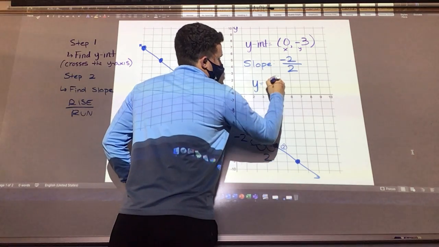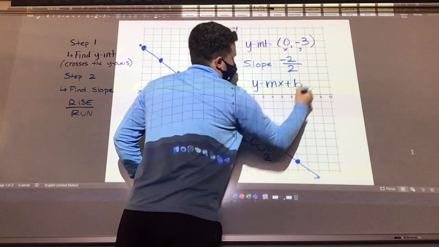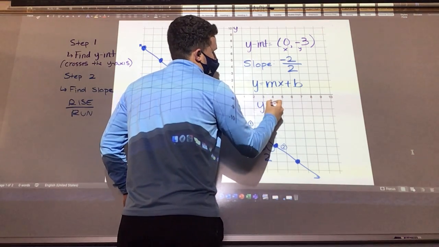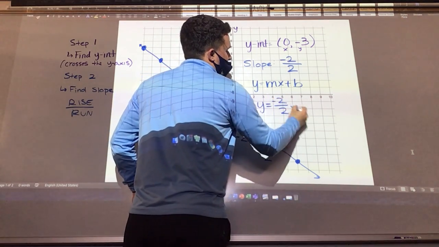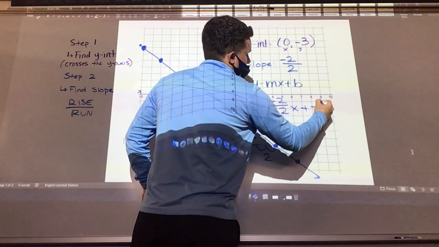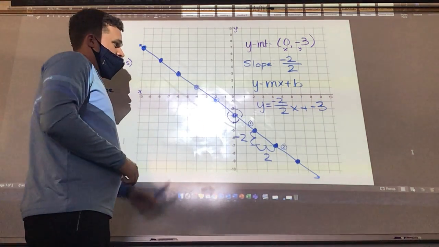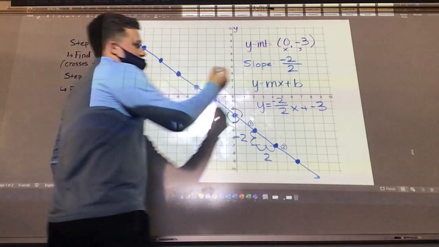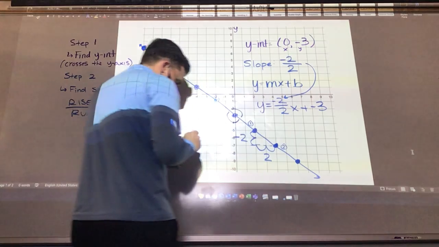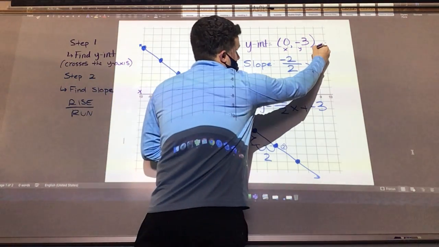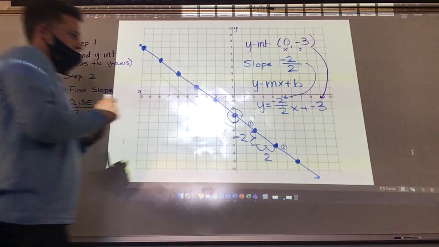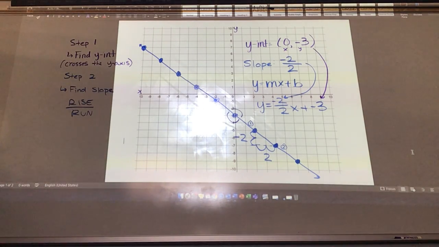Again, we have y equals mx plus b. So we have y equals negative 2 over 2x plus, and then my y-intercept, which was negative 3. Does everybody see where I pulled all that information from? Our slope just plugs in next to x. Our y-intercept, even though we wrote it as a point, goes there. Is there anything I can do to that equation to clean it up? I wrote something on purpose. Anybody catch it? It's a negative 3, so I have plus a negative 3.